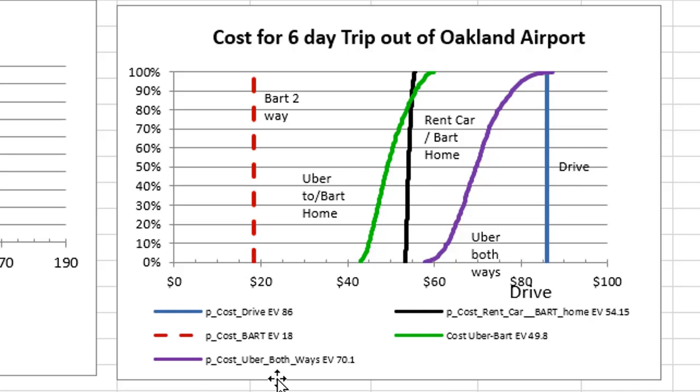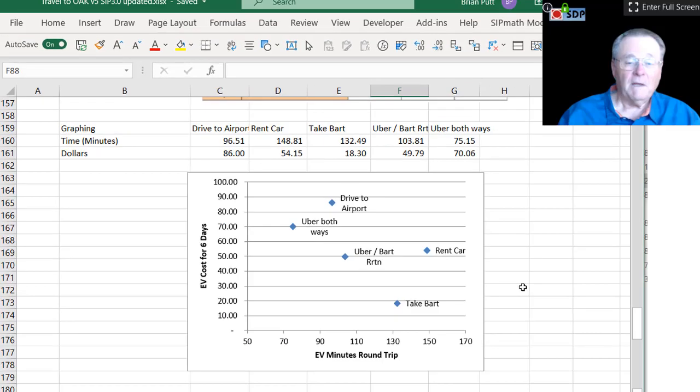Because really this is a comparison of the cost of getting to the airport versus the time it takes. So what I did, came down here and generated a chart that is a cross plot of the minutes round trip versus the EV cost for 6 days. So what you'd really like is something that doesn't take any time, it doesn't cost anything. So this is good down here, and this is bad up here. So something that takes less time and costs less is preferred to any other alternative like this, where it costs more and takes more time.